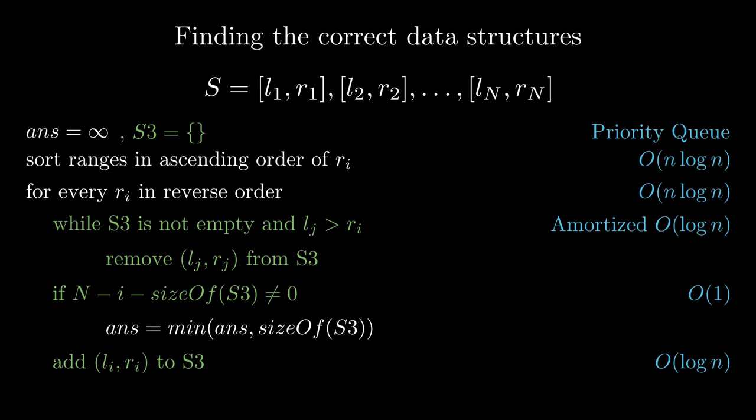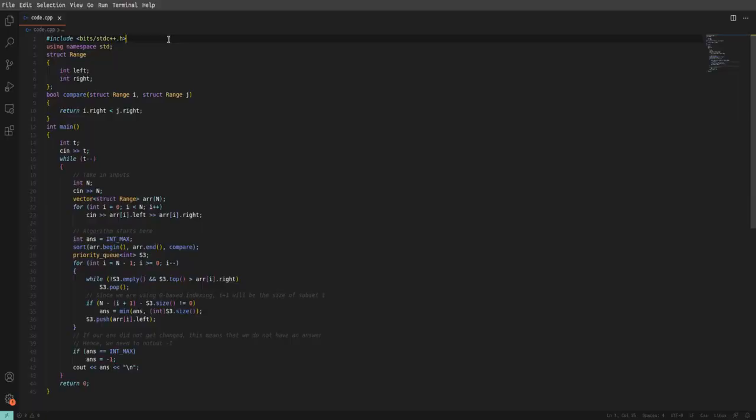Without using the correct data structure, we would have been able to solve only up to subtask 2, but with a priority queue, we will be able to solve the full problem. Try running the pseudocode with an example to convince yourself that this works. The next step now is to code the algorithm. You can find the code in C++ in the description below.